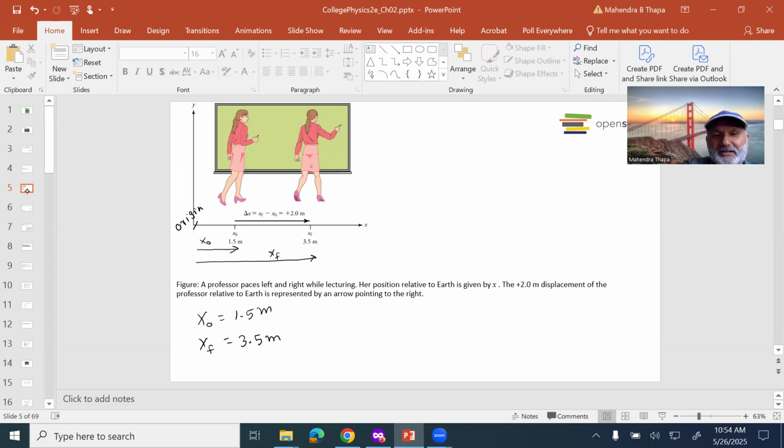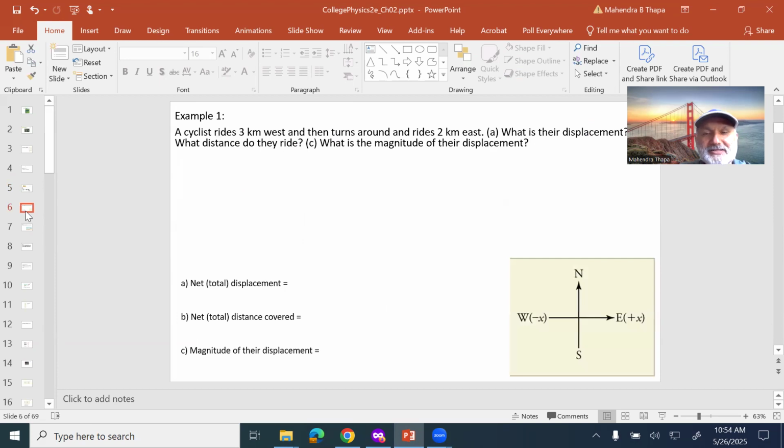So we can find the net, or the total, displacement equals x final minus x initial. That's 3.5 meters minus 1.5 meters, so it will be 2 meters. So in this case, net displacement and the total distance covered are the same thing. Now, let's go to another example.